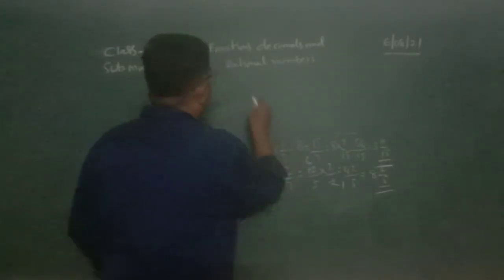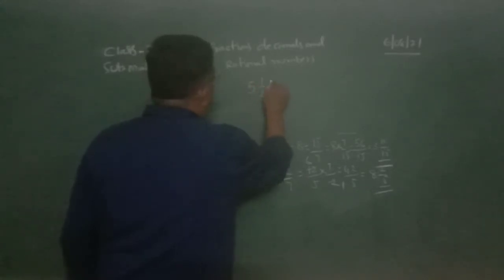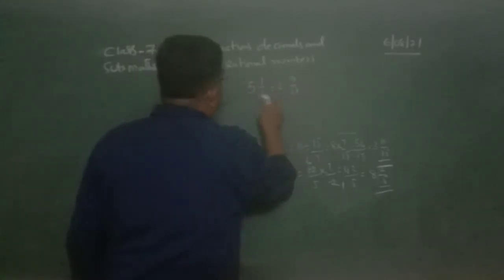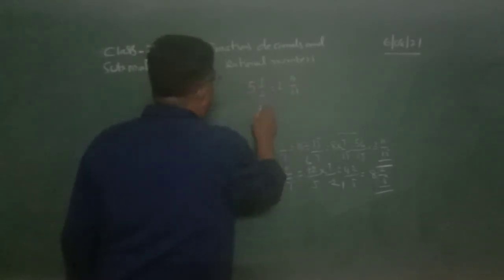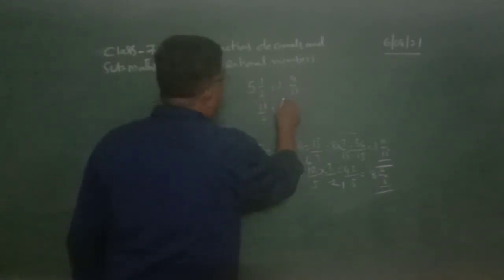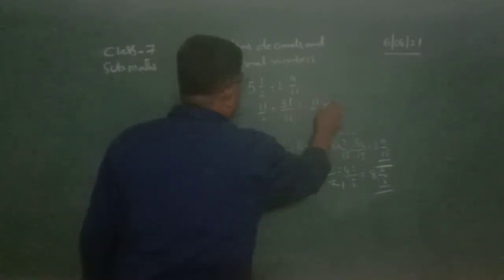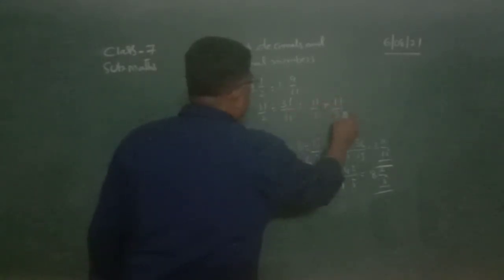5 1 by 2 divided by 2 9 by 11. 2 5s are 10, 10 plus 1 is 11 by 2. Divided by 11 2s are 22, 22 plus 9 is 31 by 11. So it is equal to 11 by 2 into 11 by 31.